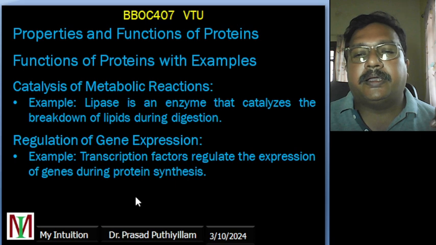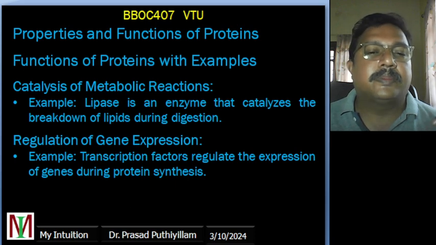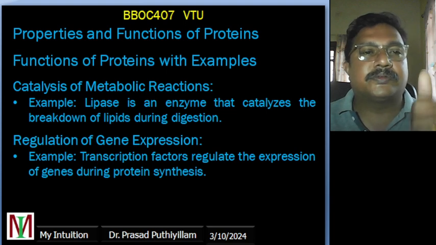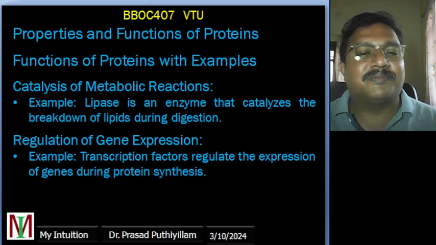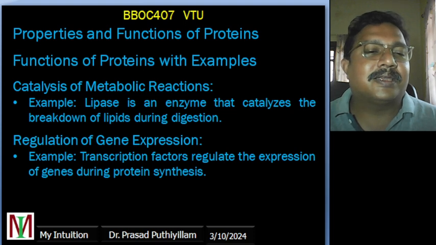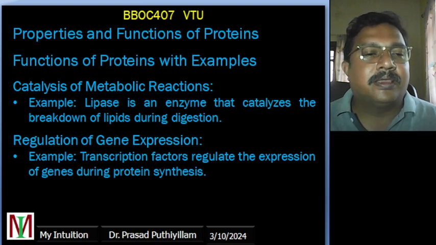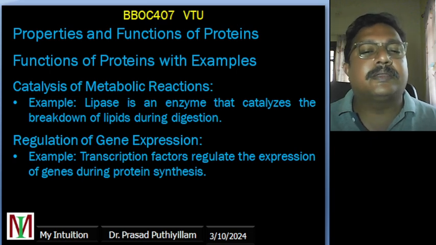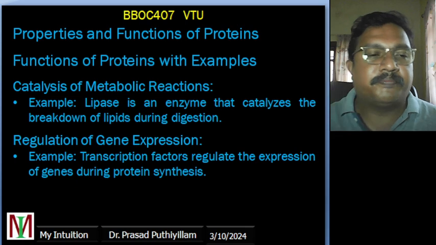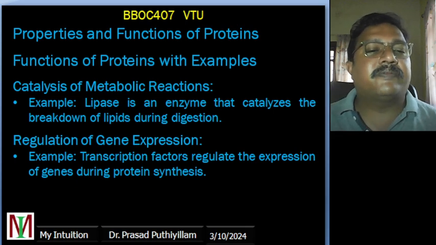Now, regulating gene expression: the master switch. If you press it, the machine will start producing. So proteins also control the production of other proteins, like a complex manufacturing system, a factory. The transcription factors are such proteins.